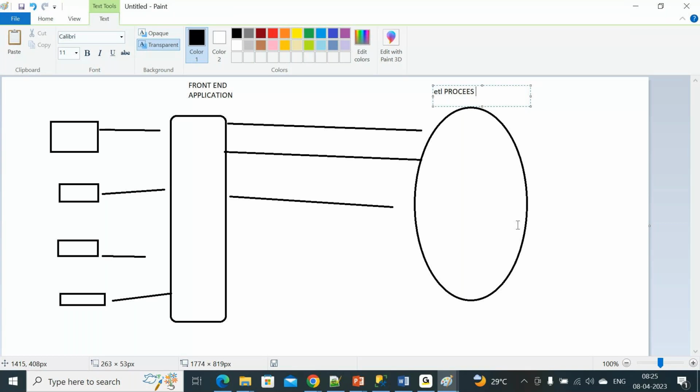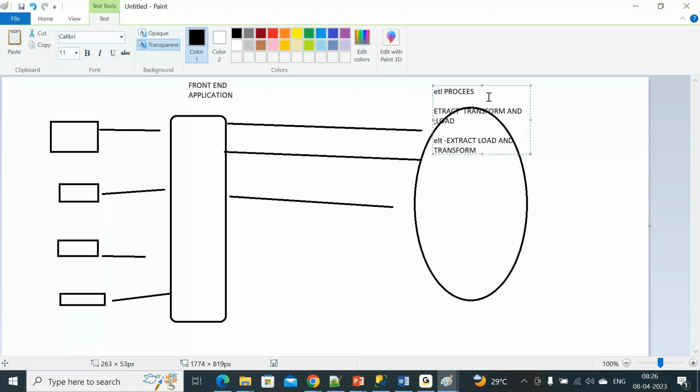ETL means extract, transform, load. Or the other thing they perform is called ELT: extract, load, and transform. Two processes: extract, load, and transform it there.